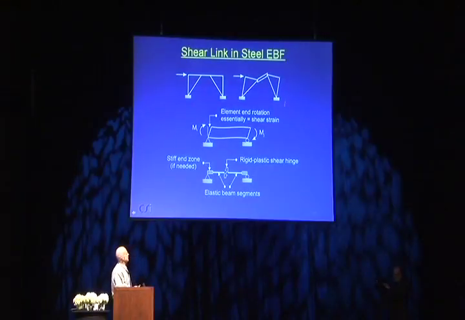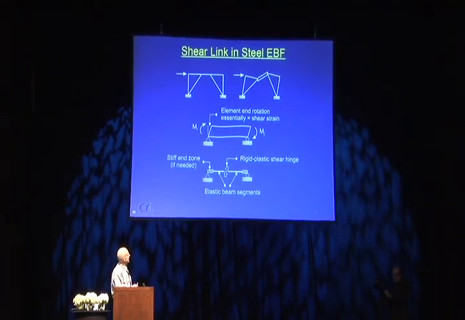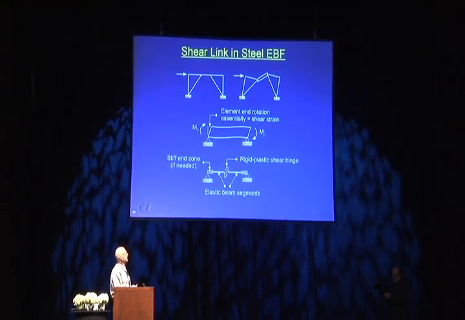If we look at a shear link in an eccentrically braced frame, roughly this is what happens up in here. You get shearing deformation in the shear link, assuming it's properly designed. And this is what the deformation might look like. It does have some bending because there will be some bending moment, but the dominant deformation is likely to be shear.